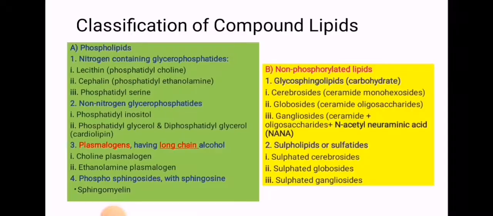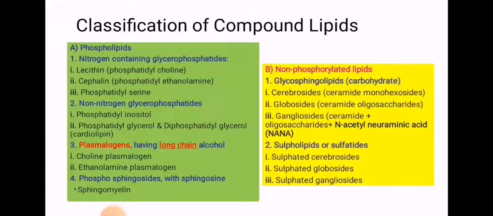We'll see. So if we classify the compound lipids, it is classified into phospholipids and non-phosphorylated lipids. In phospholipids, again, nitrogen containing glycerophosphatides, that is phosphatidylcholine, otherwise called lecithin, and instead of choline, if there is ethanolamine nitrogen base, then it is called cephalin. Then the other one is phosphatidylserine.